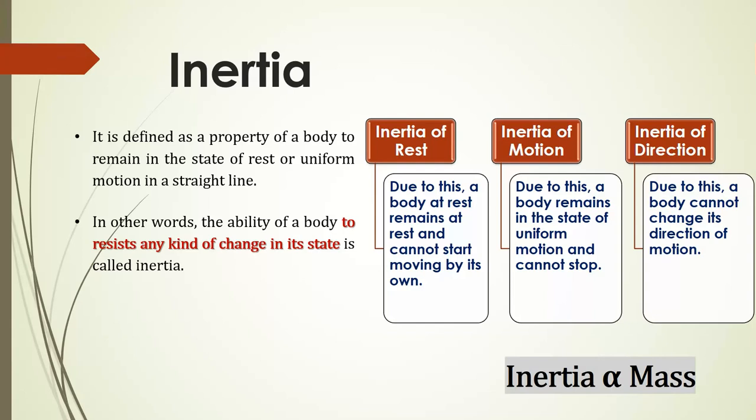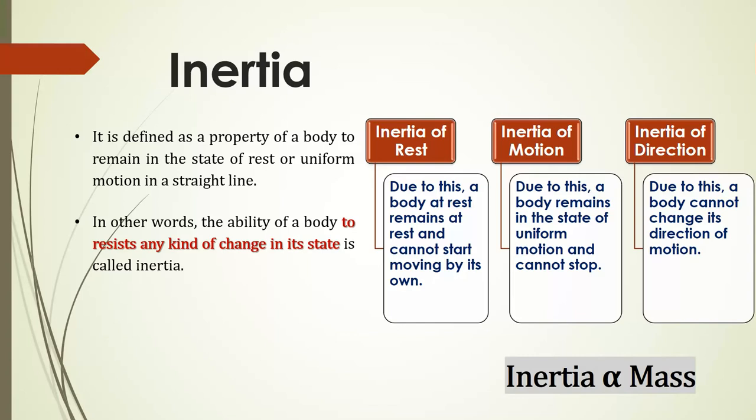And inertia is of three types. Inertia of rest means a body at rest will remain at rest and it cannot start moving on its own. Inertia of motion means due to this the body remains in the state of motion and it cannot stop. And inertia of direction means a body cannot change its direction of motion on its own. We will understand these terms by using some examples.